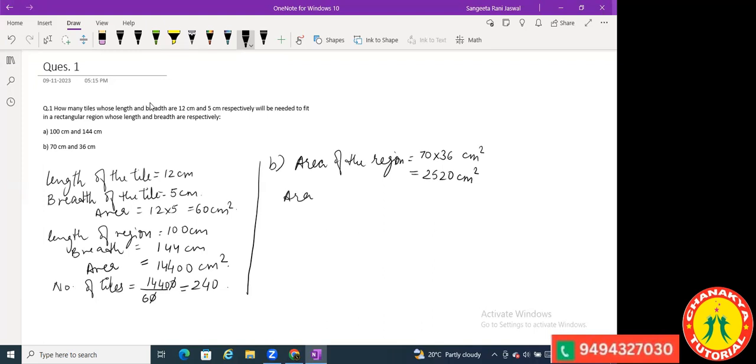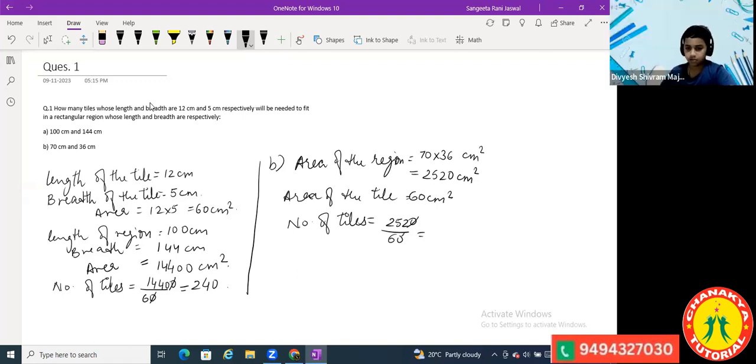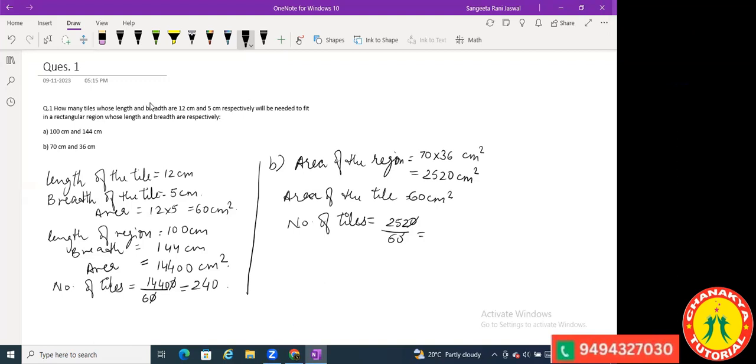So quickly find the number of tiles. Ma'am, 2,520 by 60. Ma'am, there are 420 tiles. It's 2520 upon 60, so how much is the answer? See, we can cancel a 10 here. Then 6 4s are 24. My bad. Ma'am, 42. Yes, ma'am, it's 42.